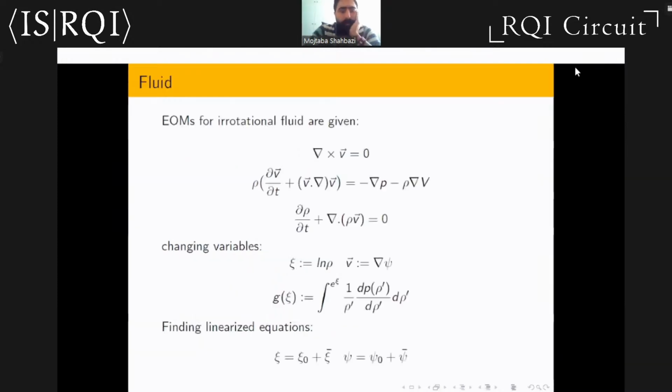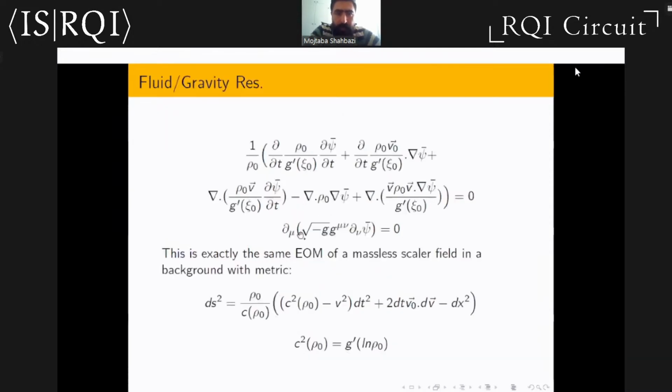Okay, what is analog gravity? If we've got a rotational fluid, we've got the Navier equation for it, and the continuity equation. If we change the variables, we can rewrite this equation in terms of a scalar field theory in a background spacetime. So a fluid in a flat spacetime could play the role of a scalar field theory in a curved background space. This curved spacetime could be a black hole.